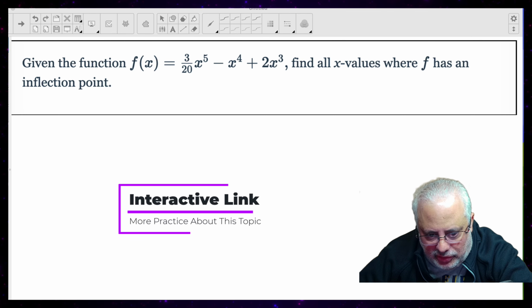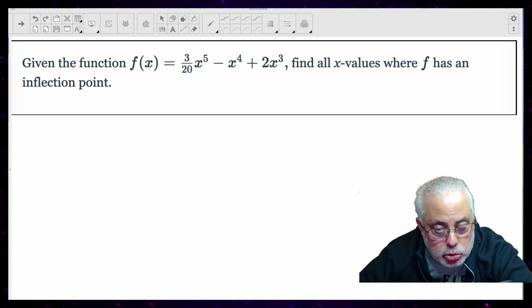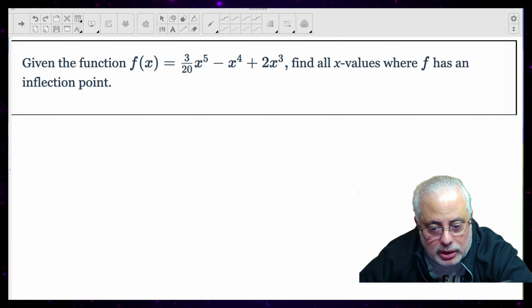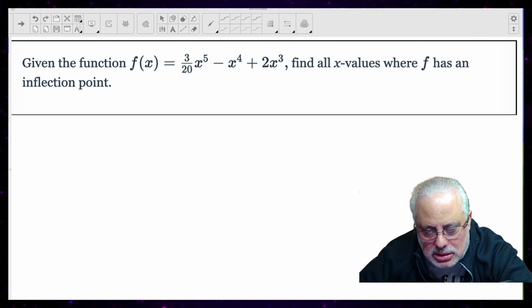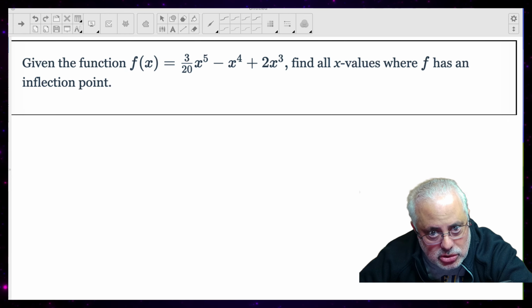Given the function f of x equals 3 over 20 x to the fifth power minus x to the fourth power plus 2x plus 2x to the third power, find all x values where f has an inflection point. This is a typical calculus question. When do we have an inflection point and what do we need to find it? We need to find the first derivative and the second derivative of the function. When we notice that the second derivative changes sign, we have an inflection point. Let's do this simple procedural mathematics in calculus.